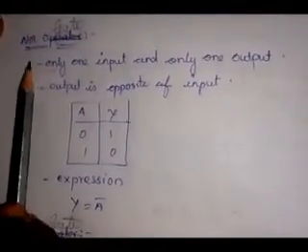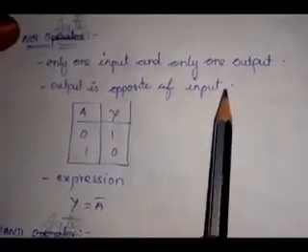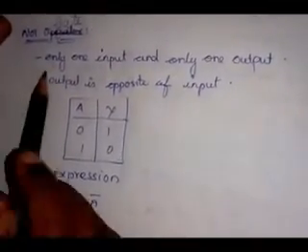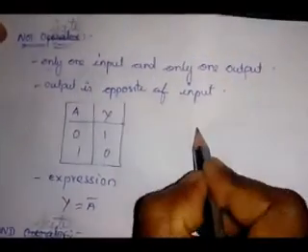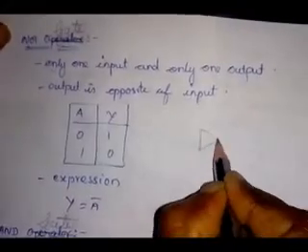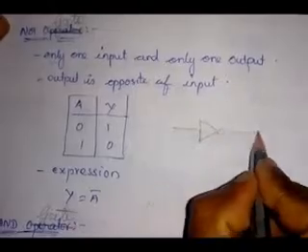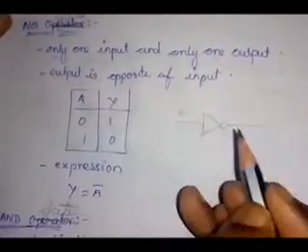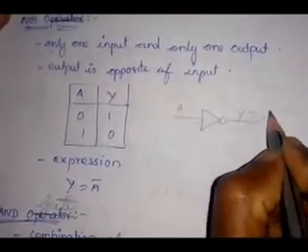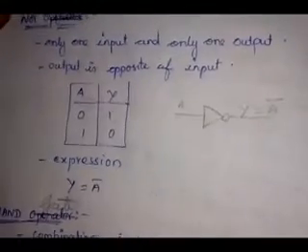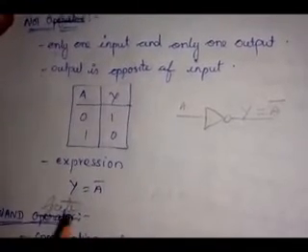Next one is the NOT gate. The NOT gate has only one input and only one output. This is the same as the logical NOT operator. Its symbol is an inverted triangle with one bubble. Here I am taking A as the input, Y is the output. So what is the output? We will get Y is equal to A over bar. We can also write the expression as Y is equal to A bar.